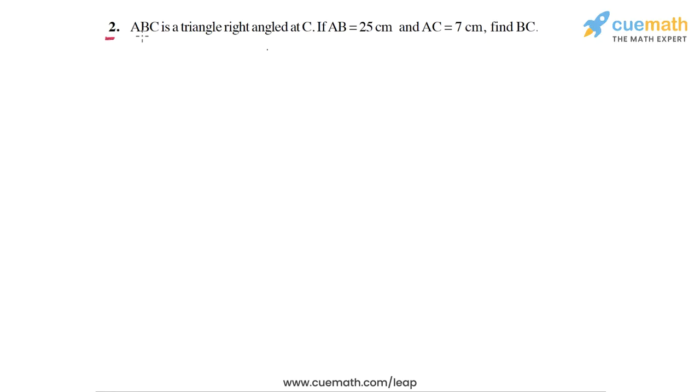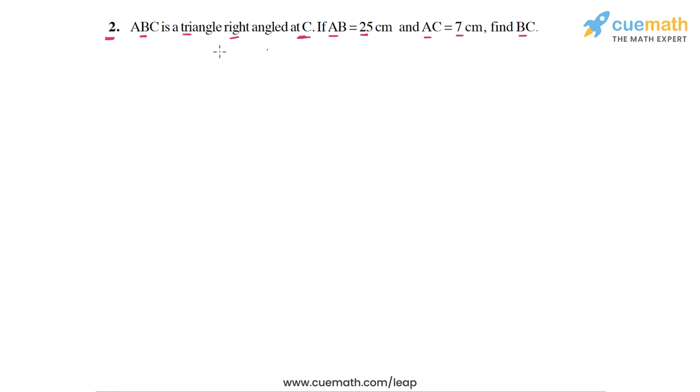Question 2 says that ABC is a right triangle which is right angled at C. So ABC is a triangle which is right angled at the vertex C. If AB is 25 centimeters and AC is 7 centimeters, find BC. So we have to find the length of BC. This is actually a very simple application of the Pythagoras theorem.